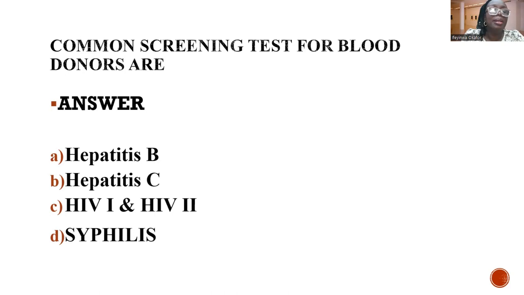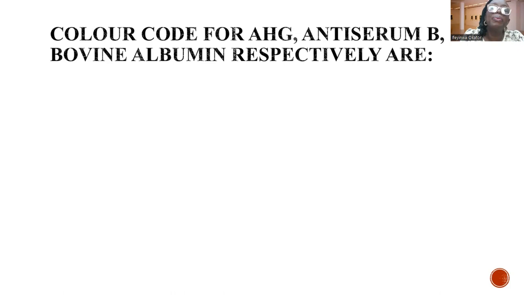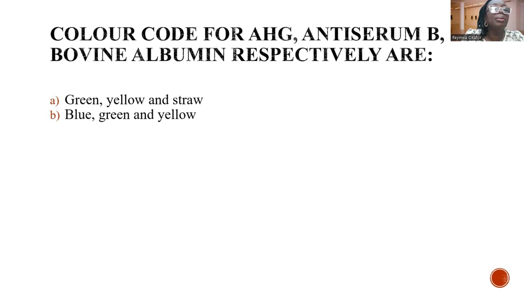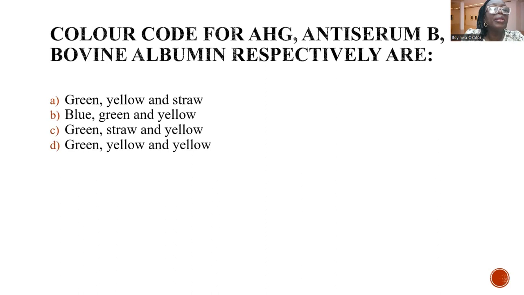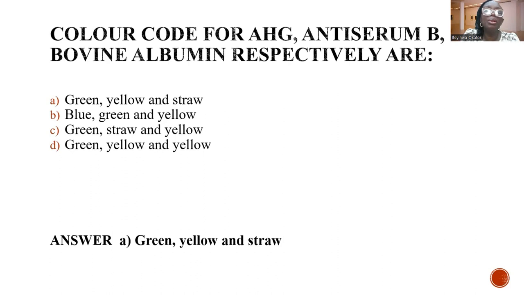Color code for AHG, anti-human globulin, anti-serum B, bovine albumin respectively are: A, green, yellow, straw; B, blue, green, yellow; C, green, straw, yellow; D, green, yellow, yellow. Answer is A, green, yellow, straw. So the AHG is green in color, anti B is yellow, and bovine albumin is straw.